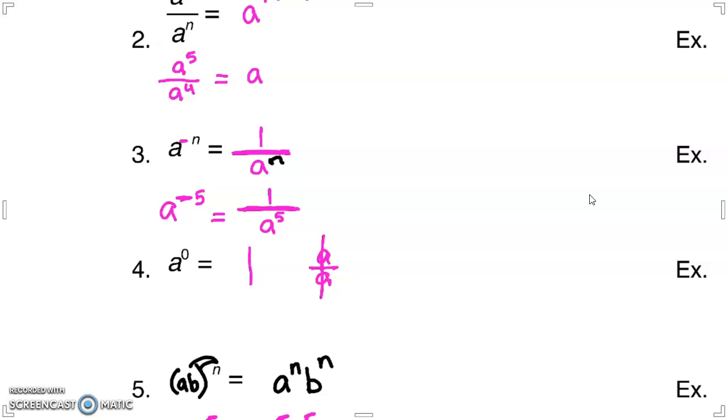This is the rule that half of you get wrong every year. Anything to the power of 0 is 1. Because if I have a over a, it cancels into a 1. It does not cancel into a 0.